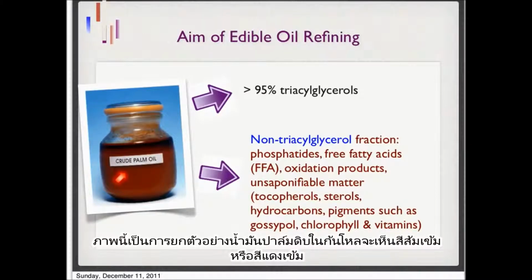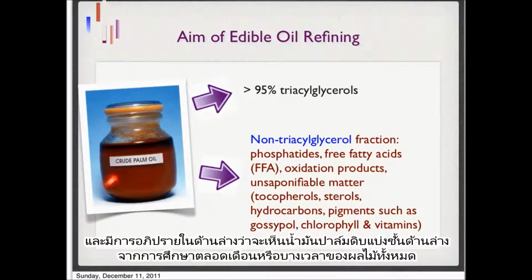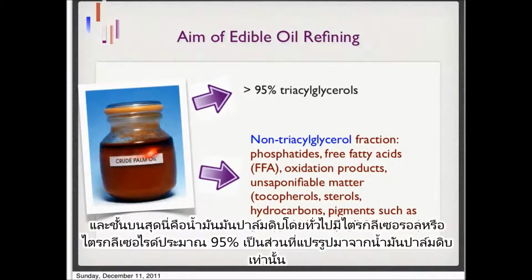So in this picture, a sample of crude palm oil in the bottle. You can see that it has a very dark orange or dark red color and is quite viscous. And in the bottle, you can see that the crude palm oil has been separated into two layers. The bottom layer is the sediment, or sometimes called a foot, and on the top layer here is the oil. So in the crude palm oil, basically it contains around 95% triacylglycerols or triglycerides. This is the actual part of the oil that we want to separate from the crude palm oil.